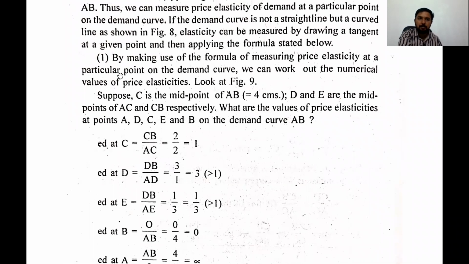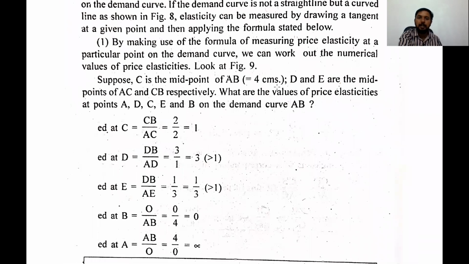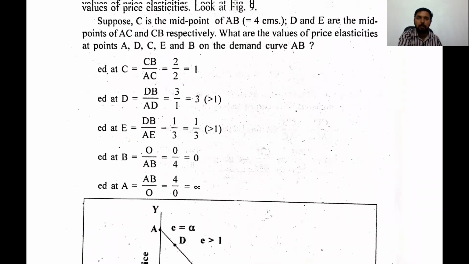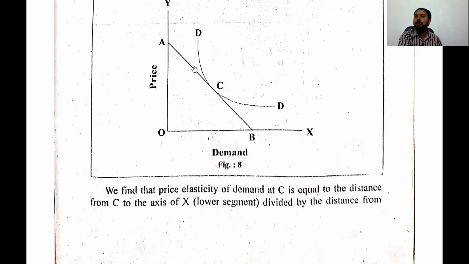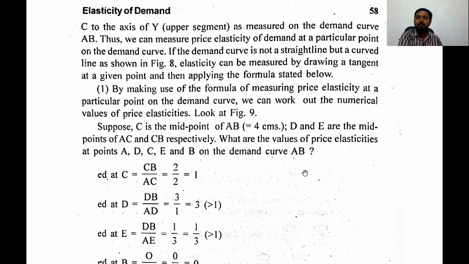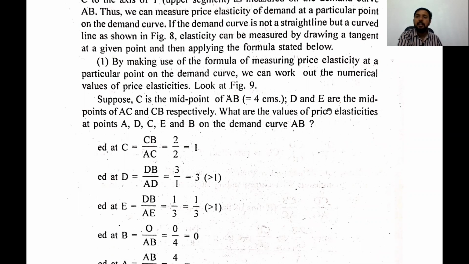Now guys, by making use of the formula for measuring price elasticity at a particular point on the demand curve, we can work out numerical values of price elasticity. Look at figure 9. So now we need to focus on figure 9 given here below on the page. Suppose C is the midpoint of AB, that is 4 centimeters. So C is the midpoint of AB and it is 4 centimeters. D and E are the midpoints of AC and CB respectively.